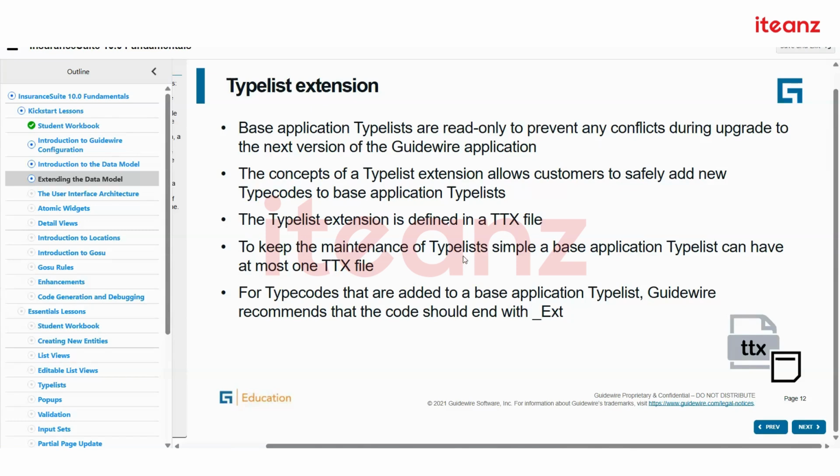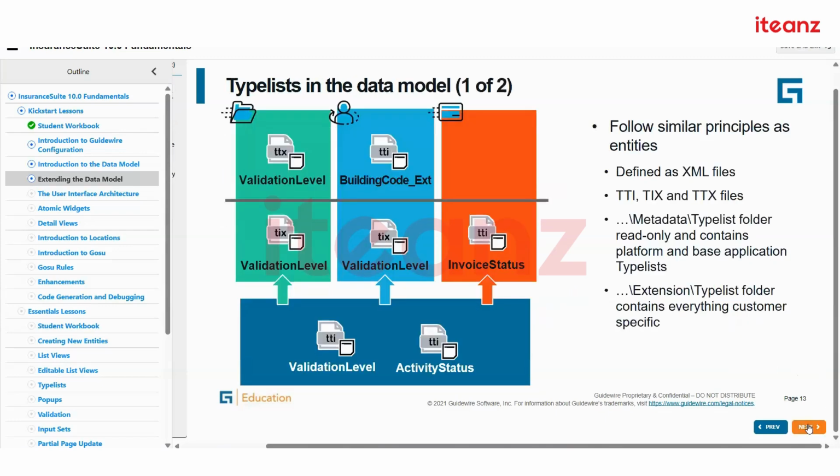If you want to create a custom type list, it will follow this underscore ext along with the name of the type list. So TTI and TIX, TIX is nothing but a virtual one. We will not make any change to this TIX. That is for the Guidewire purpose in the backend. TTI and TTX are the ones which we will create.